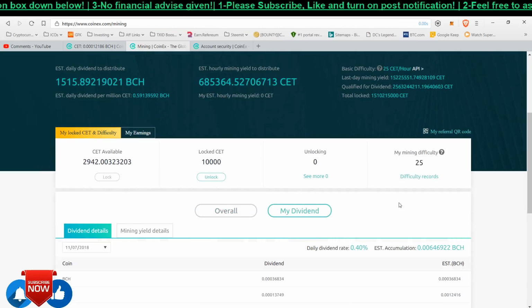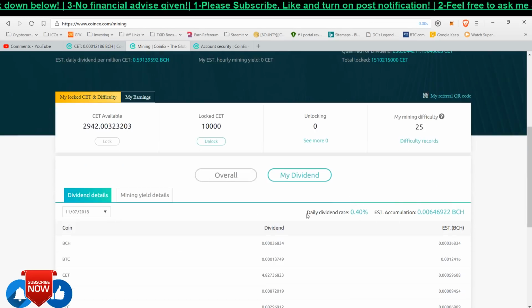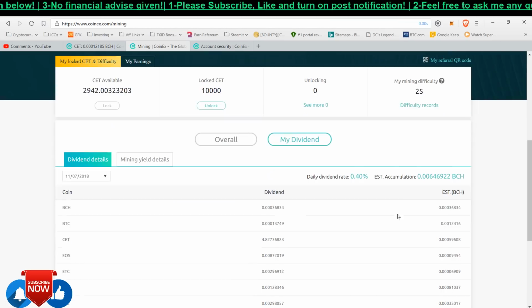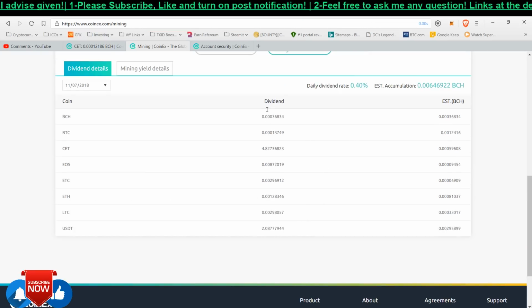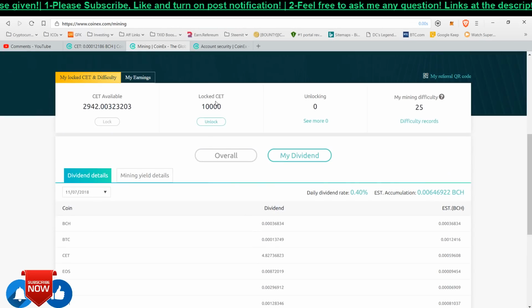So as you can see here, my dividends. Today's daily dividend rate is 0.4, and I have earned an estimate of this amount of Bitcoin Cash. And after that, I'm just going to show you the US data. I got $2 this day, just by holding on to CET tokens.